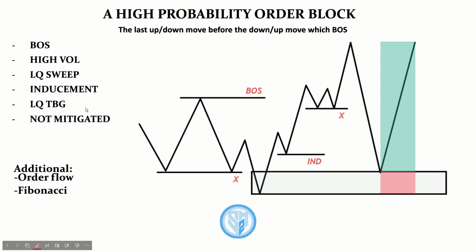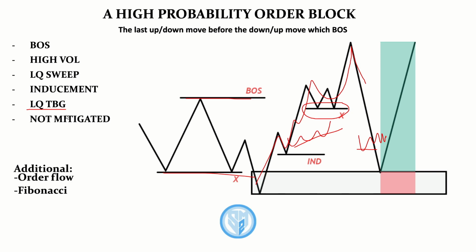Third thing we look for in a high probability zone is liquidity to be grabbed. And what I mean by that is, after price has broken structure, created this liquidity, and has its move, right? Sometimes price will leave equal lows, or it will leave some trendline liquidity, or it will create equal lows as it's coming down, which becomes liquidity to be grabbed, right? That's what TBG stands for, liquidity to be grabbed.